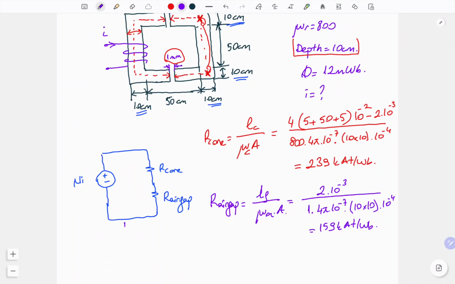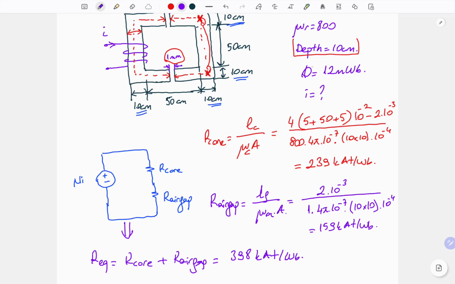Now the total equivalent reluctance of the circuit can be determined. It will be our core plus our air gap. We have two series connected reluctances and it is equal to 398 kiloampere turn over Weber.